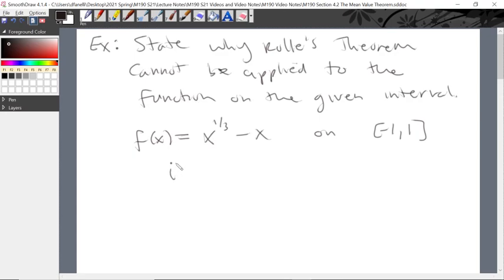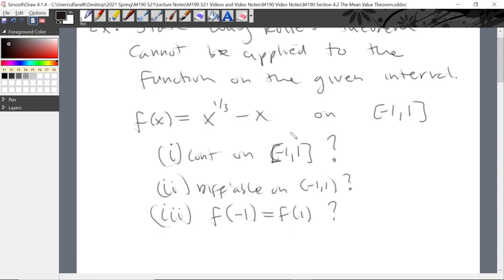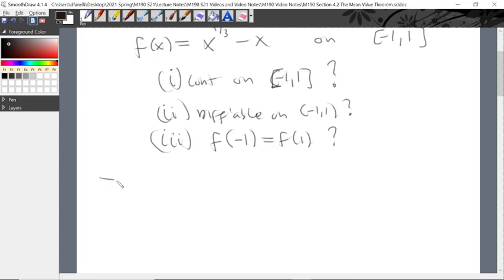Well, let's check the conditions. The conditions are: continuous on a closed interval. We want to check to see if that's true. We want to check to see if it is differentiable on the associated open interval. And the third condition, we want to check to see if the outputs at the endpoints are in fact equal to each other. If any one of these three conditions, it only takes one, is not satisfied, then Rolle's theorem would not apply, so we could not guarantee the conclusion. Okay, so let's check those.